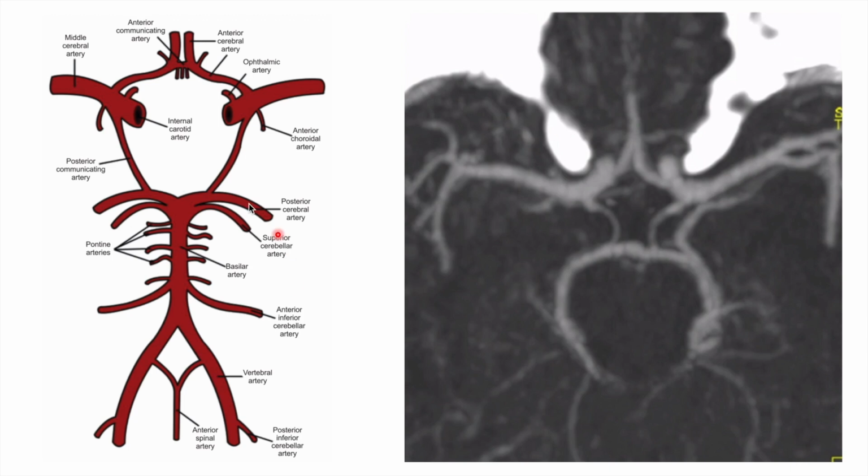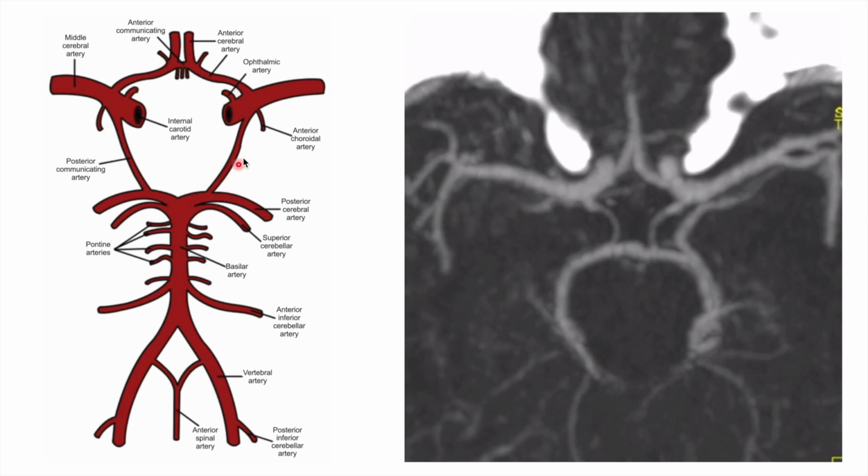Now, this is your circle of Willis. You have the internal carotid artery dividing into the anterior cerebral and middle cerebral artery, and from the anterior cerebral artery, you have an anterior communicating artery joining both side ACAs. Then you have a posterior communicating artery arising from the internal carotid and joining the posterior cerebral artery, which is coming from the basilar artery. And this way, this is your circle of Willis.